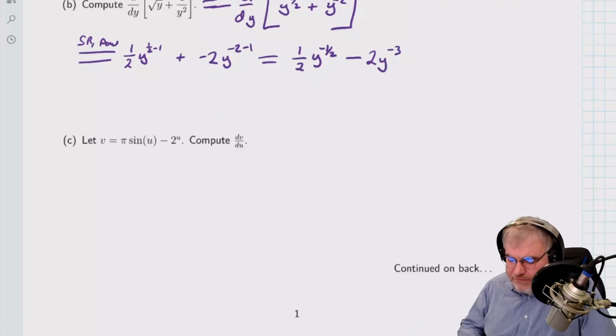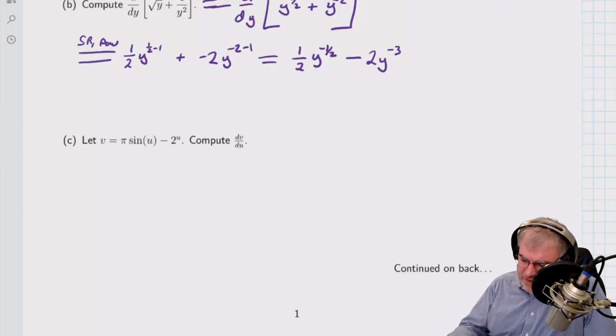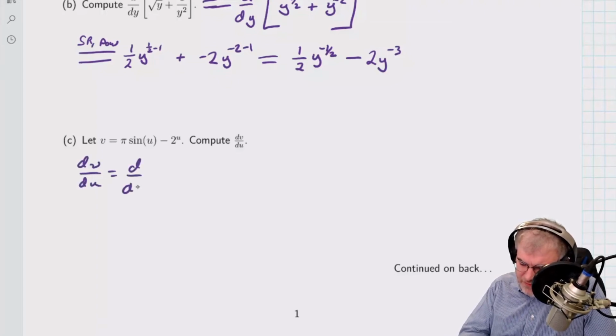I'm just always careful with those because they're a little different. All right, so let's do this. dv over du equals d over du of pi sine of u minus 2 to the u.